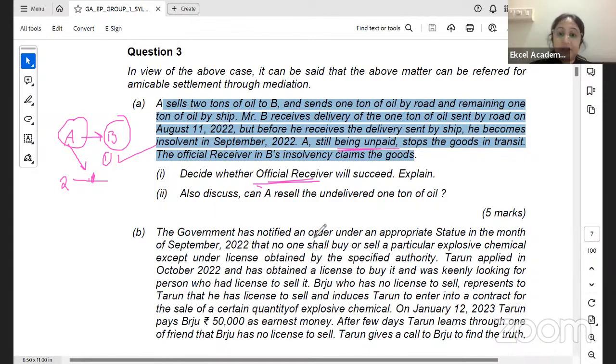And also, if stoppage in transit is done, then can A resell the undelivered 1 ton of oil? Okay, actually, the second question is giving you a hint for the first answer. Correct, no? In the first answer, if we have to say that whether B becomes insolvent or solvent A has to deliver the goods, then how can we talk about reselling the undelivered 1 ton of oil? The reselling point will not arise, no? So it is kind of a hint for the first question. So we will see this answer.